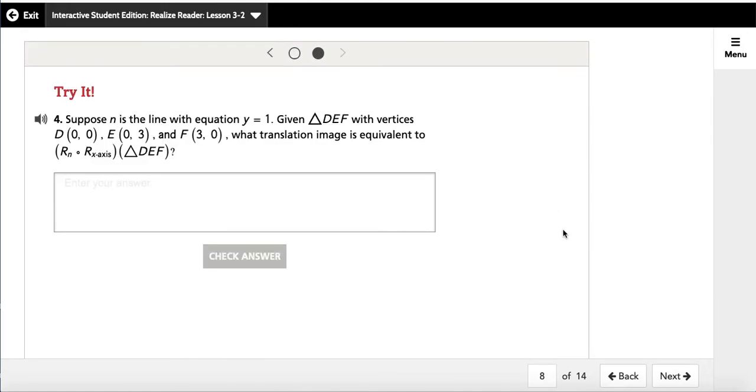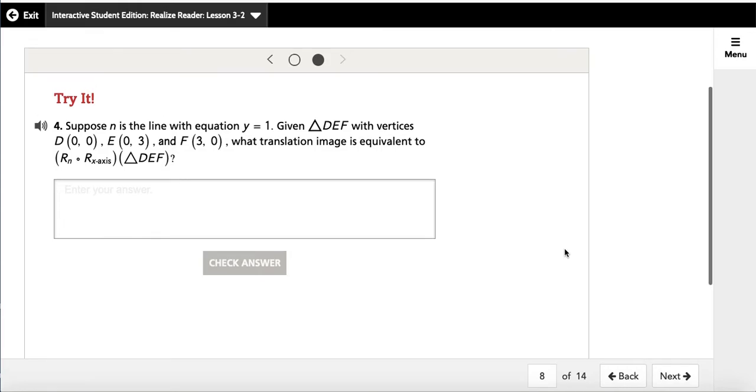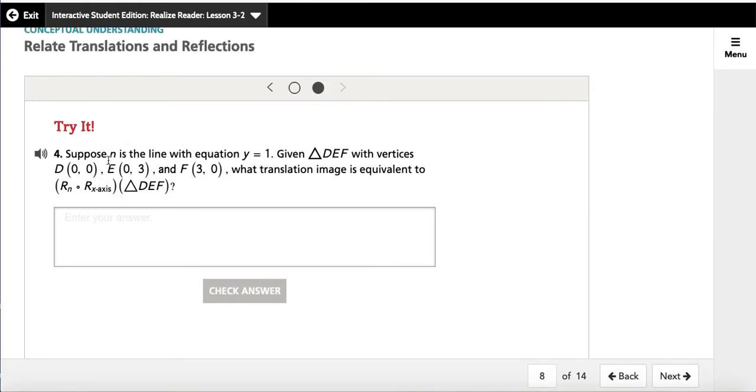You're typically not going to have this kind of a problem where there's double reflection about parallel lines, but we do have it in this example. Suppose n is the line with the equation y equals 1. Given triangle DEF with vertices at 0, 0, 0, 3, and 3, 0, what translation image is equivalent to reflection n in a composition with a reflection of the x-axis? Notice they use the x-axis this time, so we can still go with that it's just double.